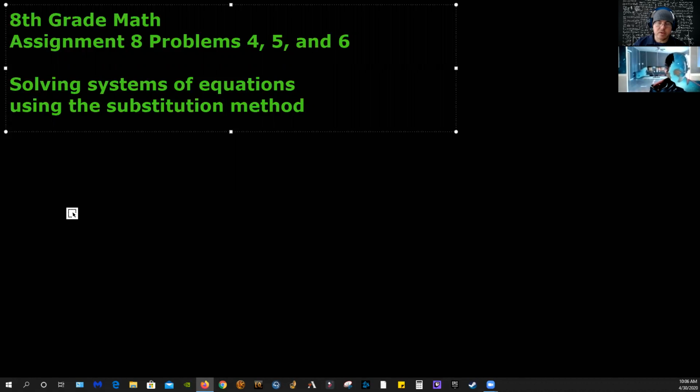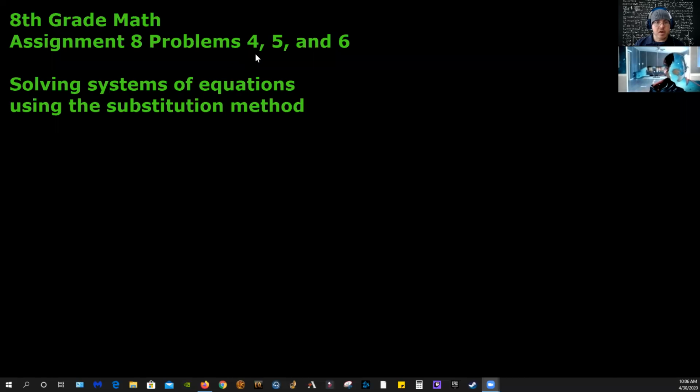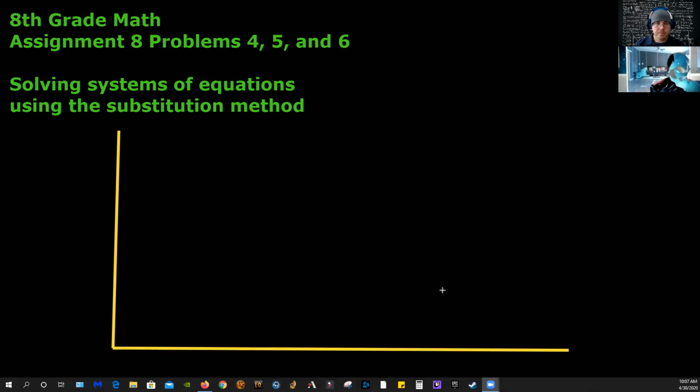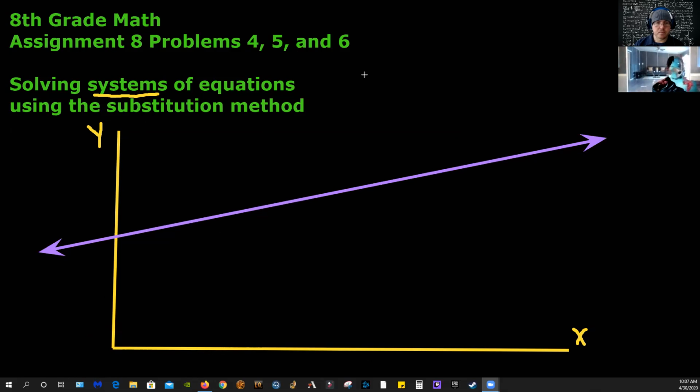So today, and again, we've been talking about this all week, we're solving systems of equations using the substitution method. And just like all week, I'm going to start with a quick demonstration. When you have a coordinate plane, you're typically going to start off with a y-axis and an x-axis. And we'll call this a system. That system is going to include multiple lines. So here's line A going through the system, and here's line B going through the system.